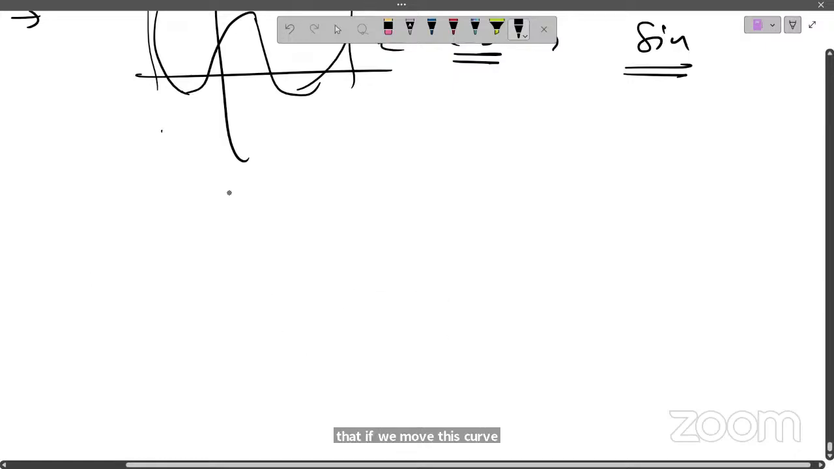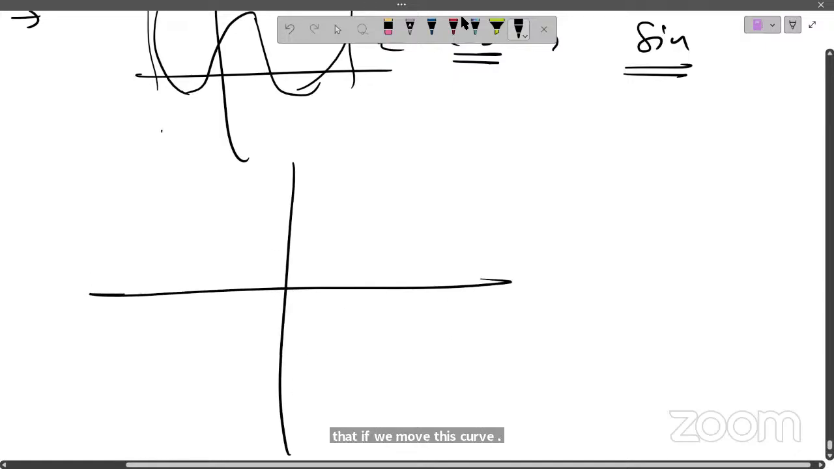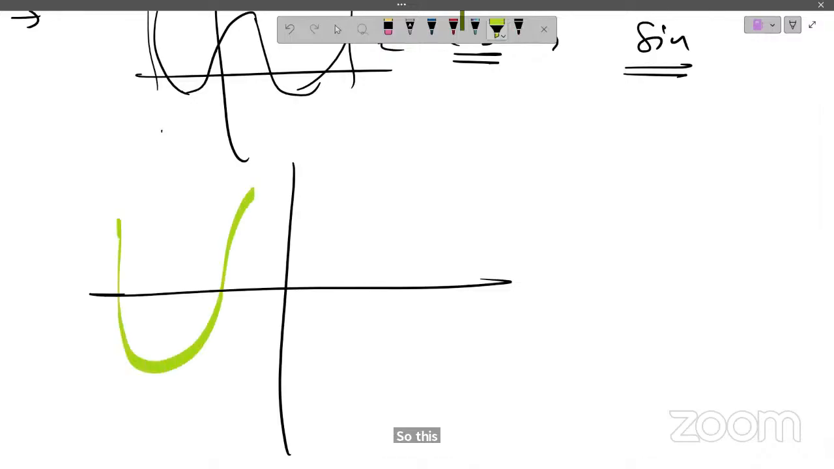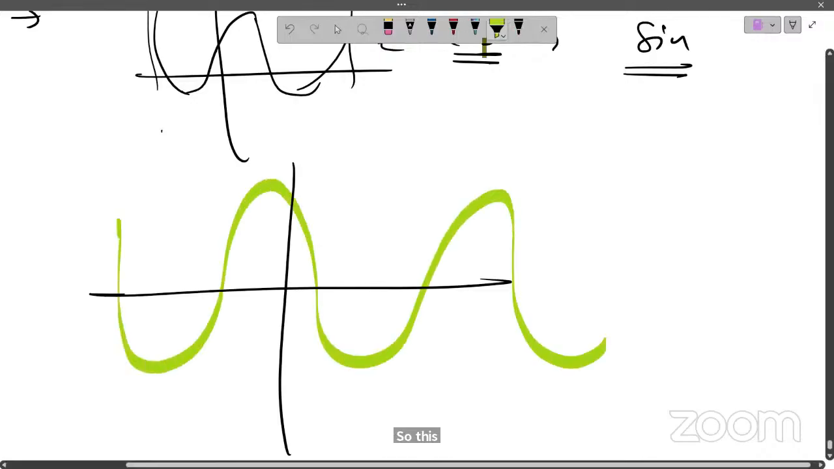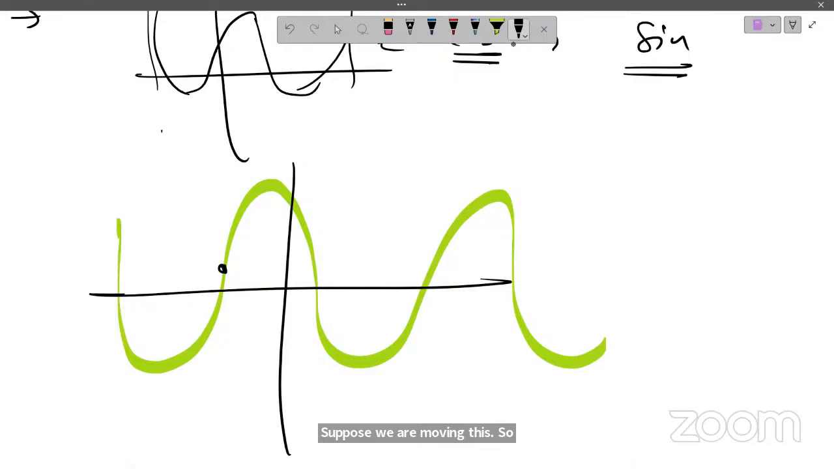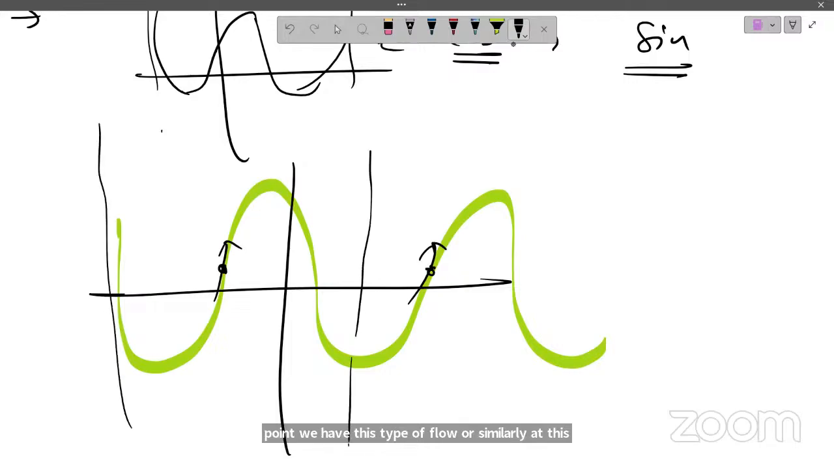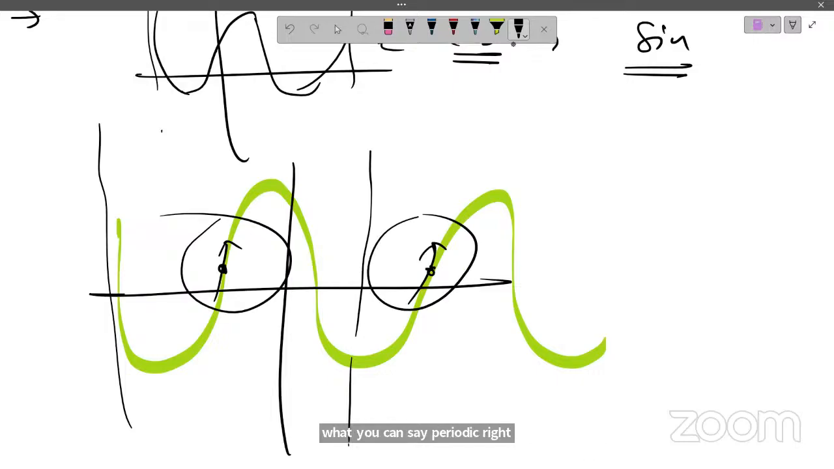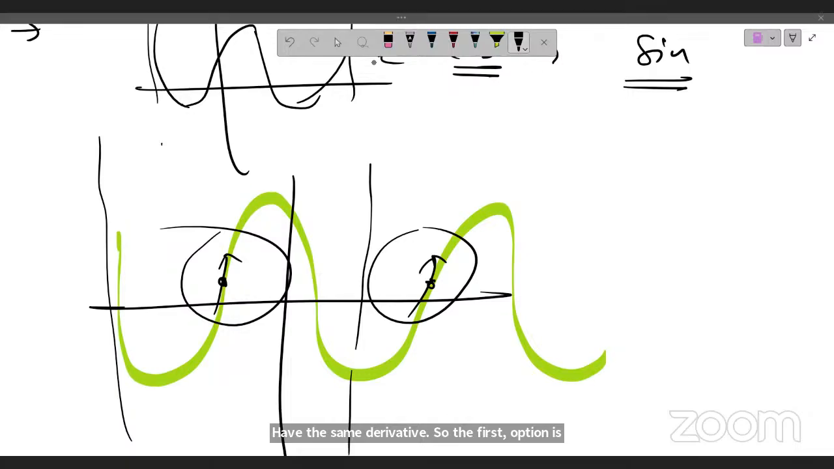Suppose we are moving this curve parallelly. So what happened? At this point, we have this type of slope, or similarly at this point, we have this type of slope, because the function is periodic, right? Yes, ma'am. So there are so many points where the function has the same derivative. So the first option is correct. Now you got it, why it is correct? Yes, ma'am, I got it, ma'am.